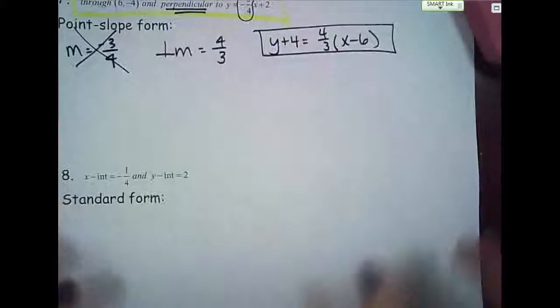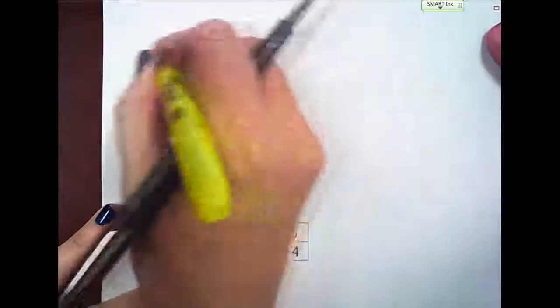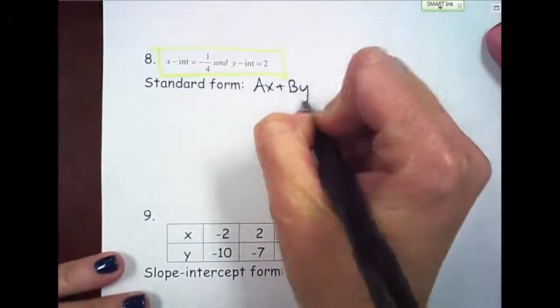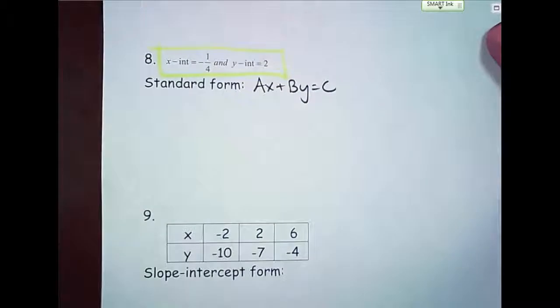Number 8. It wants standard form. That's the ax plus by equals c. A can't be negative, and no what? What's not allowed? No fractions. That's the kind of world y'all like, right? Okay, no fractions.